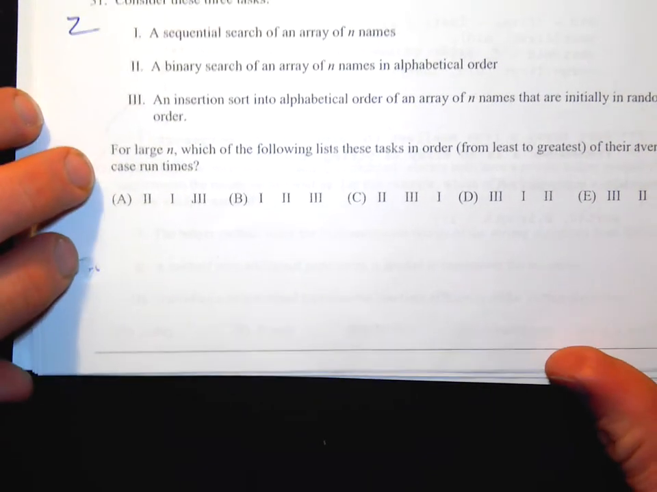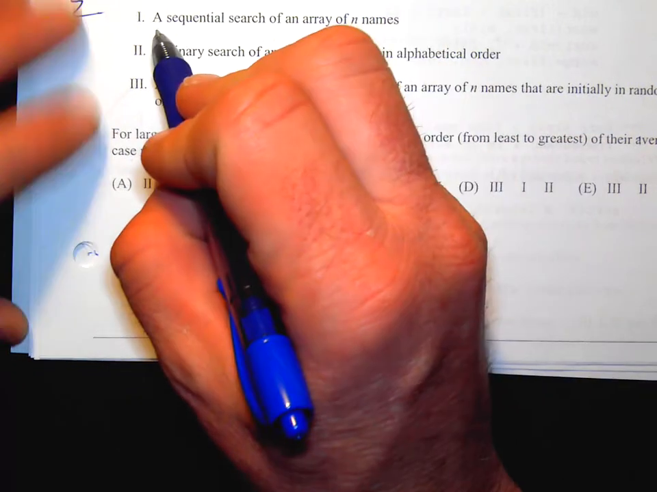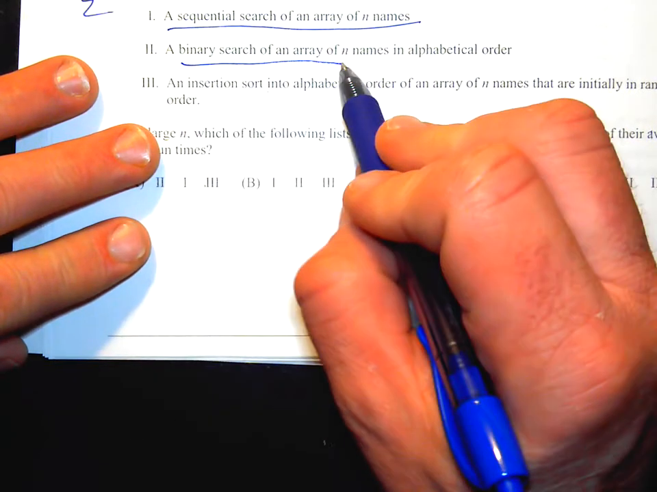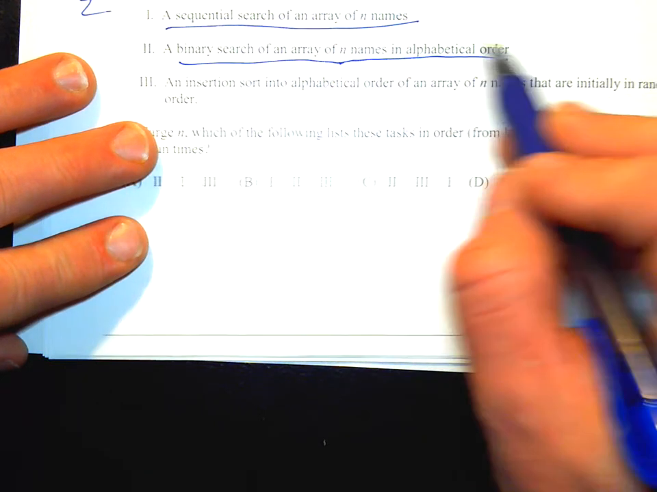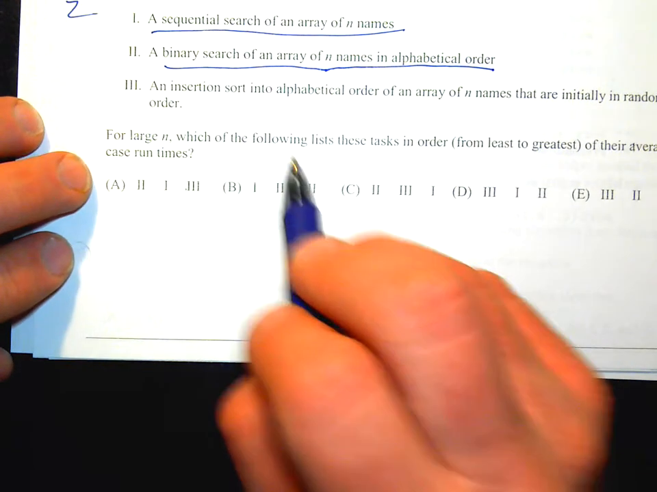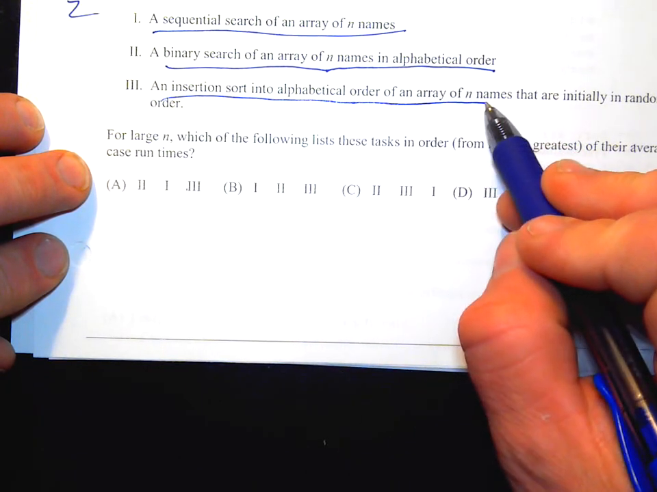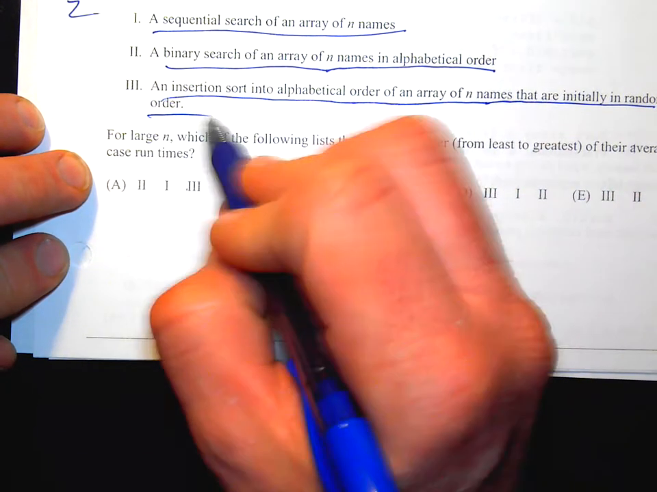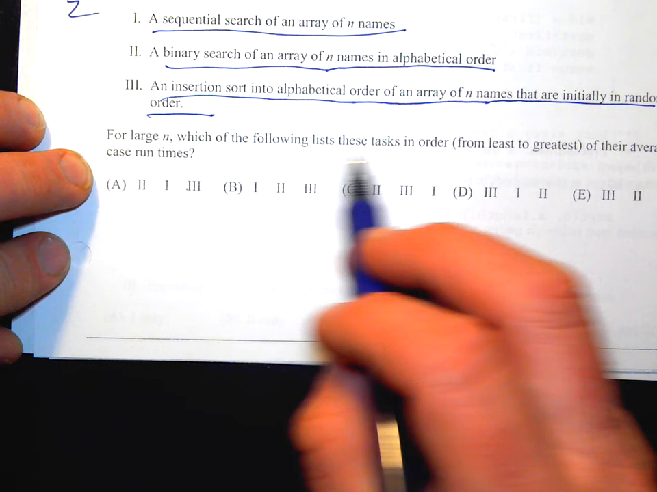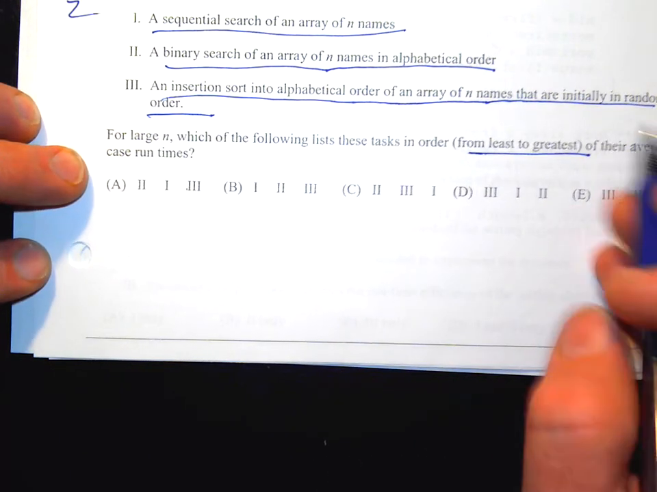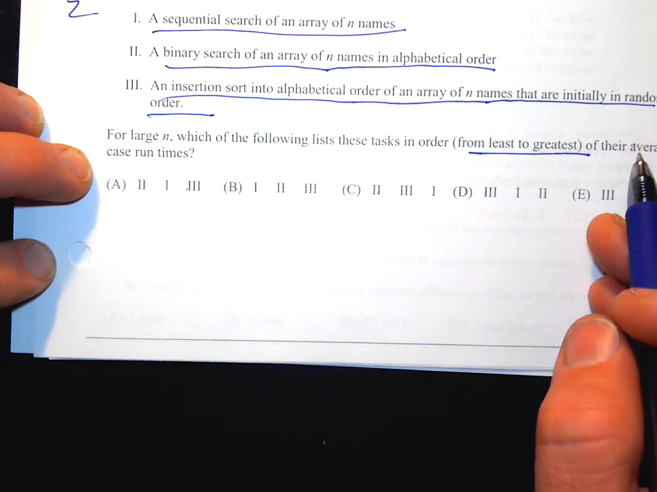31, consider these three tasks: a sequential search of an array of names, pretty inefficient; a binary search of an array of names in alphabetical order, much more efficient; an insertion sort into an alphabetical order of array in names that are initially in random order. For large N, which of the following listed tasks in order from least to greatest of their average case runtimes? So runtimes.